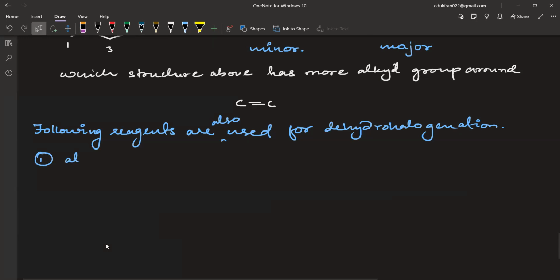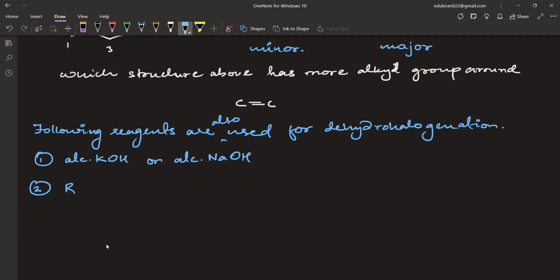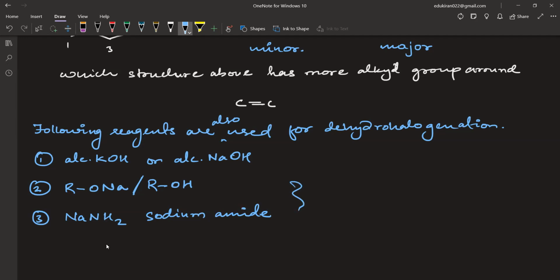Number 1. एक तो alcoholic KOH है that we have used, or what you can use? You can use also alcoholic NaOH. Second is RONa, sodium alkoxide बोलते हैं इसको, in the presence of ROH, alcohol. It is not "or", लिखना रहेगा, हम ऐसे और लिखेंगे. This is in the presence of. Third is NaNH2. This is known as sodium amide. तो whatever you were doing with alcoholic KOH, ये दोनों reagent भी रहेंगे, तो आप लोग वही same reaction कीजिएगा.